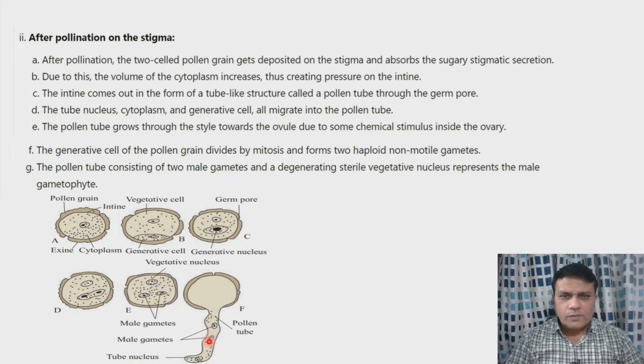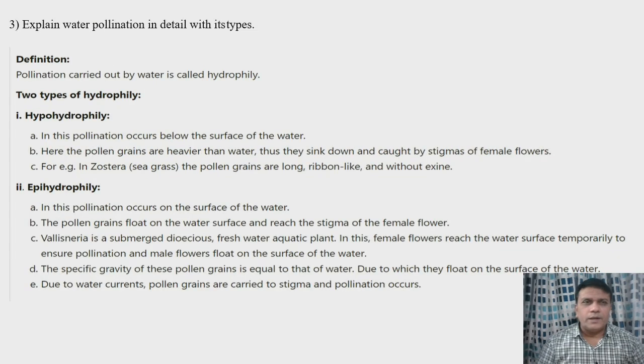Then the degenerating nucleus. Now this vegetative cell is also called the tube cell. So here we can see the degenerating sterile nucleus. This represents the male gametophyte.